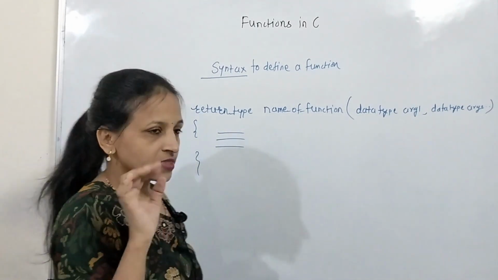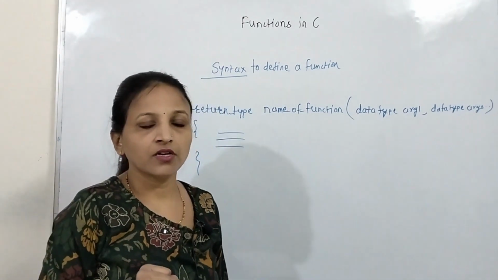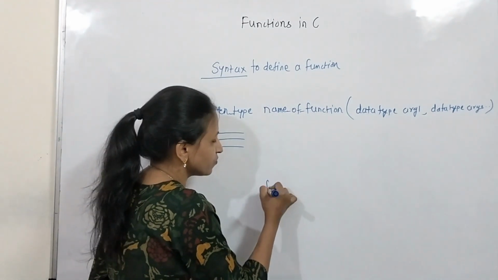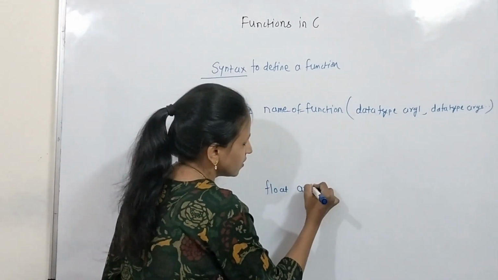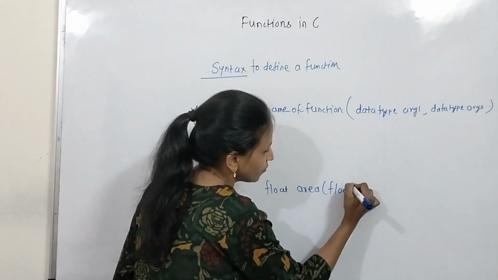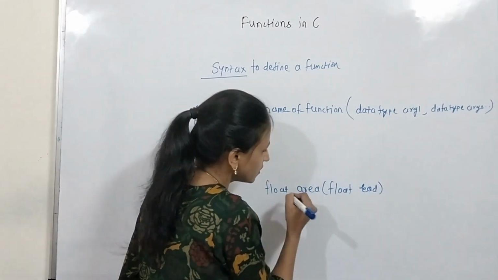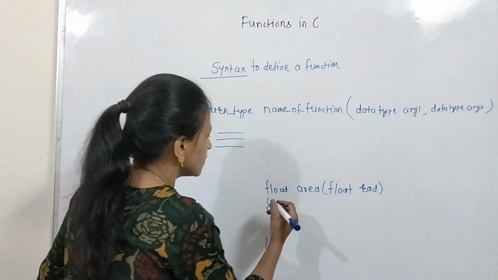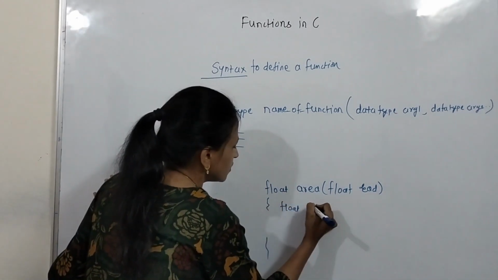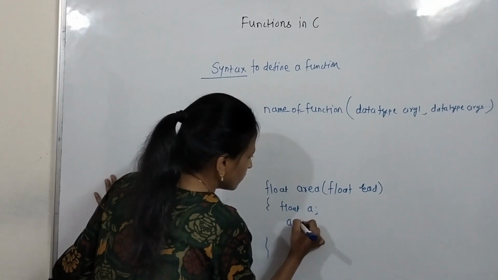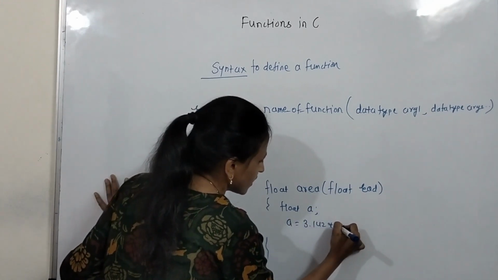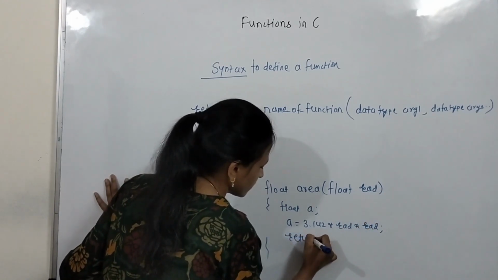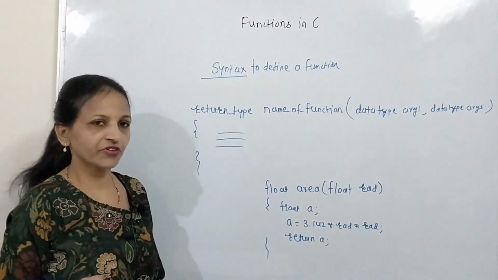For example, suppose I want to calculate the area of a circle. In that case, how to write the function, that I am going to explain. See, here we will write float first, then area, and then here again I am writing float r or radius. Just I am writing it, don't worry, I am going to explain everything about this. Then here I will write like this, float a, then a equals 3.142 into rad, and then return a. This is the function definition actually.